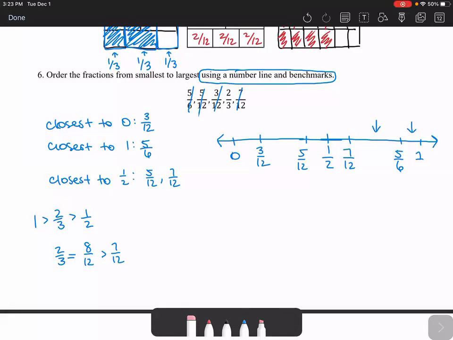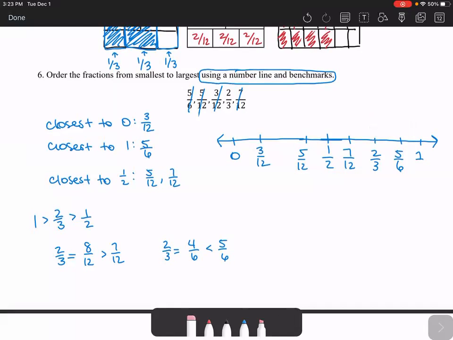And then we already said that 5/6 was the closest to 1, but we can go ahead and check it again. So we see that 2/3 is 4/6, multiplying on top and bottom by 2, which is less than 5/6. So that means it's going to go right here. So 2/3 goes here.